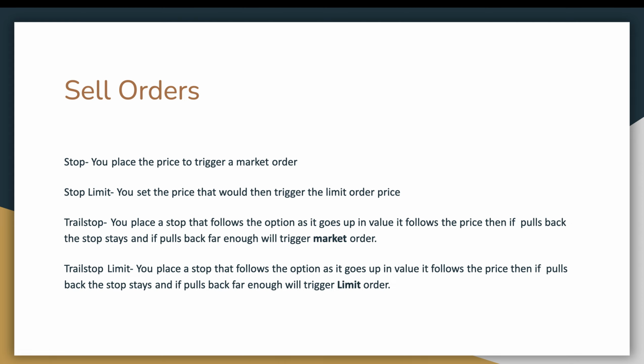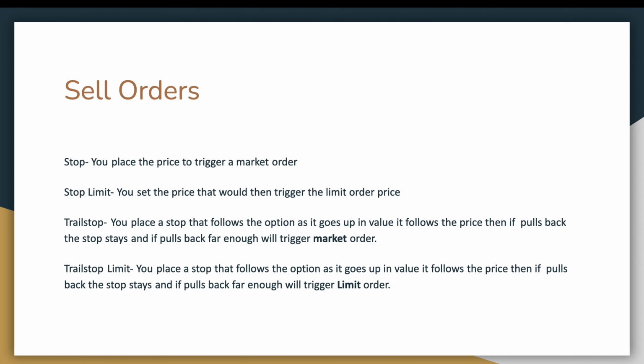So with the trail stop order, you place the stop and it follows the option as it goes up in value. It'll follow the price, and then if it pulls back, the stop stays the same. So if you buy your option at $1, it runs, and your stop is 20 cents, your stop's at 80 cents. The option runs to $1.20, and now your stop has moved up to $1. Now if it pulls back to $1.05, your stop is still at $1. And then if it goes back up to $1.30, now your stop's at $1.10.